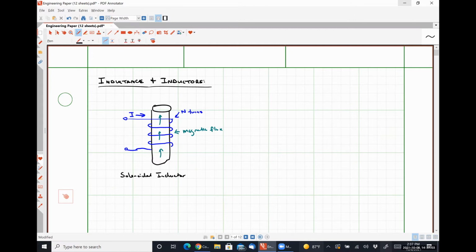Our second option, and I'm going to pre-apologize for how crappy this is going to look, but I'm going to do my best.